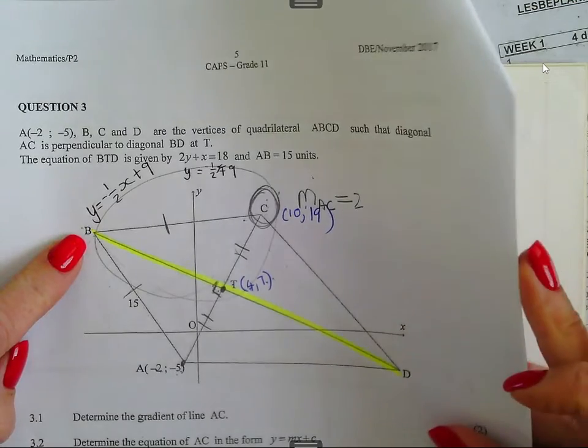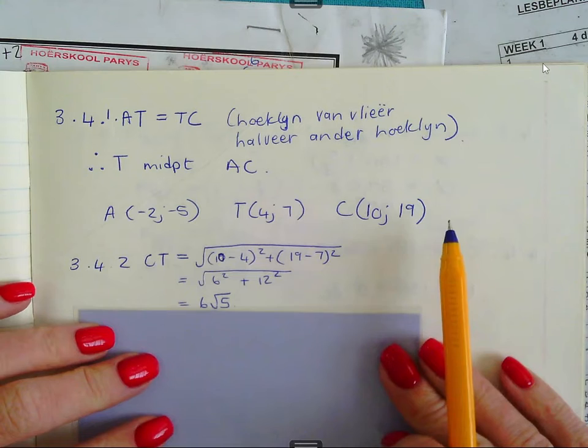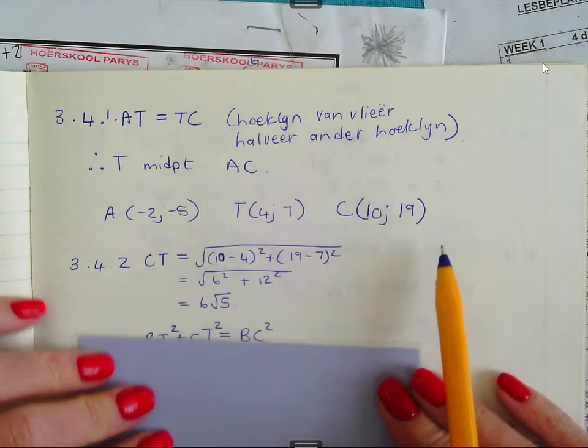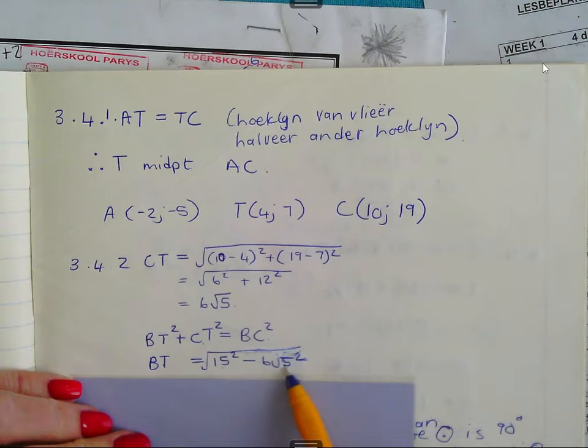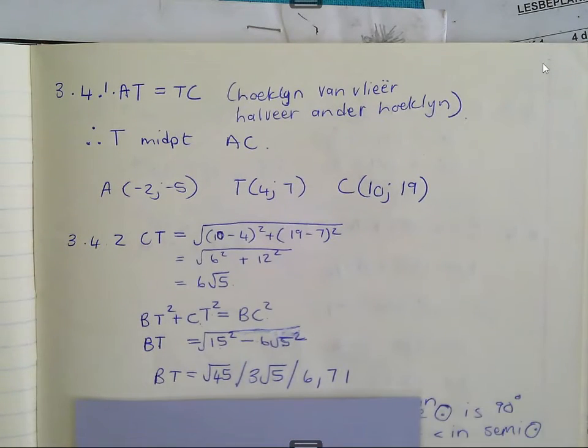Do you all understand the plan? Okay, so CT I calculate with the distance formula, it's 6 root 5. And then I use Pythagoras. BC was 15 squared minus CT, which is 6 root 5 squared. Do the calculation, then you get an answer of root 45.